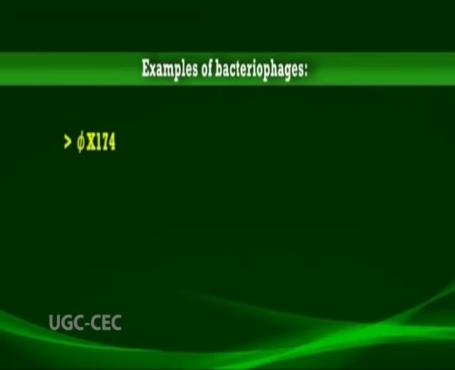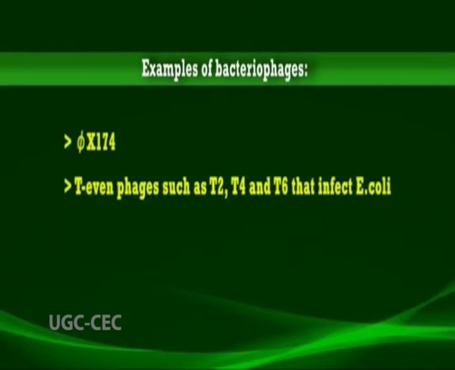Bacteriophages, like all other viruses, contain nucleic acid and proteins, and the genetic material may be either DNA or RNA but never both. The nucleic acid of the phages often contains unusual or modified bases, which protect the phage nucleic acid from the nucleases that break it down during phage infection. Some examples of bacteriophages are phiX174, T-even phages such as T2, T4 and T6 that infect E. coli, and temperate phages such as lambda and Mu.